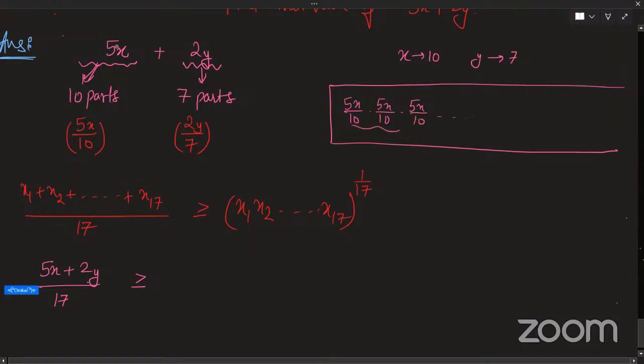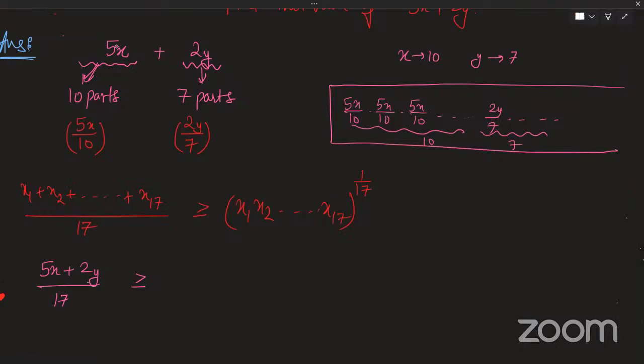10, okay? These are 10 terms. 5x by 5 by 10, and 2y by 7, by 7. I have 7 terms. How much will it be? 5x is by 10, so when I'm multiplying it, I can just cancel it, right? I can just treat it as x by 2.